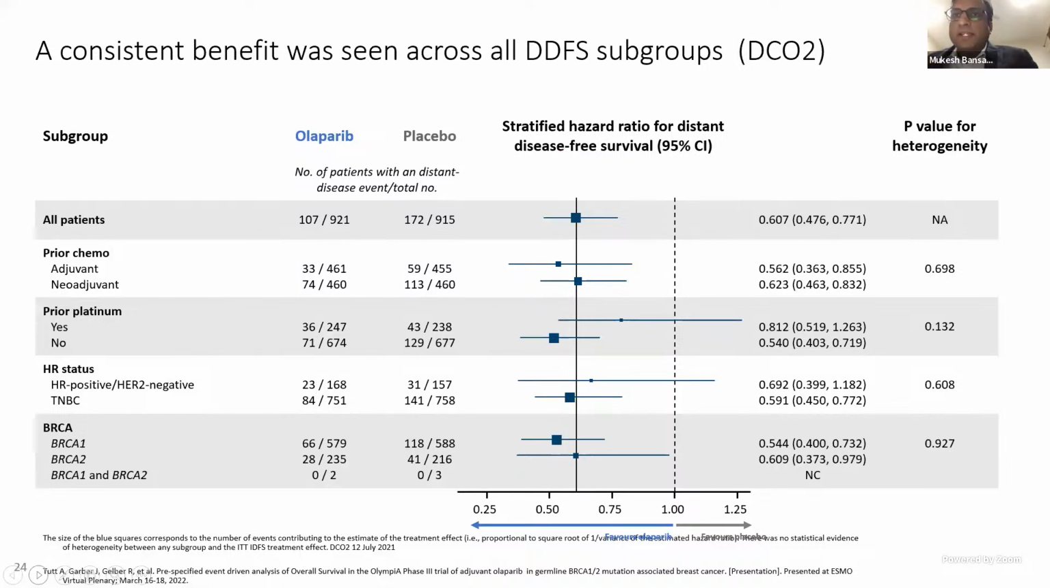Coming to the subgroup analysis, consistent benefit was seen across all the subgroups. If we see by the neoadjuvant versus adjuvant setting, in both the benefit was there, as well as by prior platinum use, TNBC versus hormone positive, and BRCA1 or BRCA2 mutations. All subgroups derived benefit, as we can see in this graph.